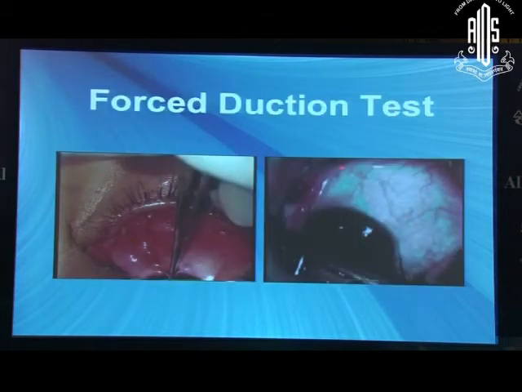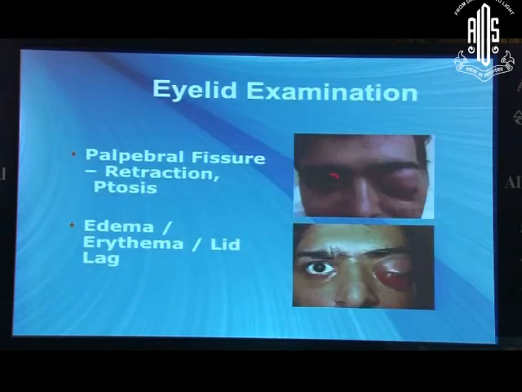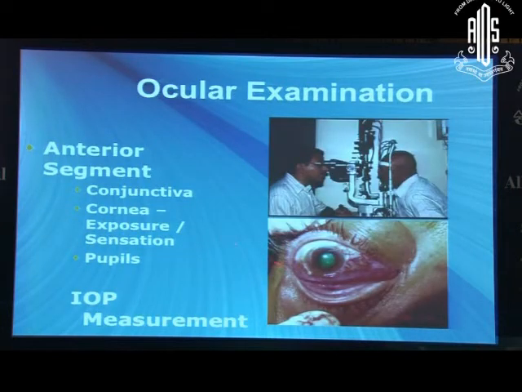A force duction test is an important clue to whether the pathology is restrictive or paretic. And then presence of retraction, presence of ptosis will tell you their own stories of what the pathology may be. And it is important to look at all these clues. If you have a congestion of this kind with dilated episcleral vessels, you may know that you may be dealing with a carotid cavernous fistula.